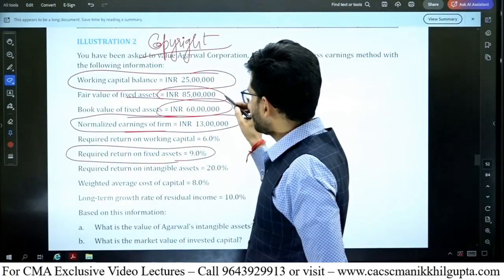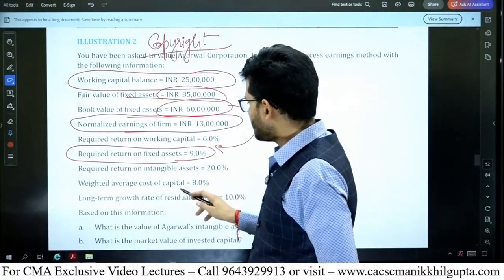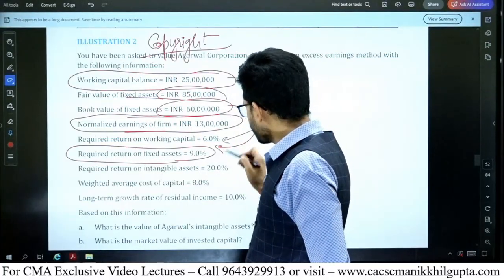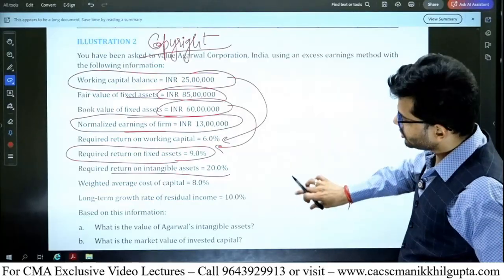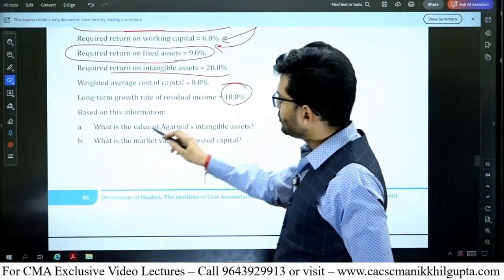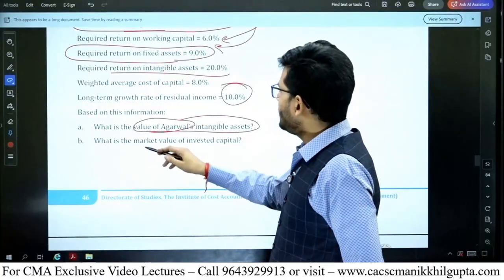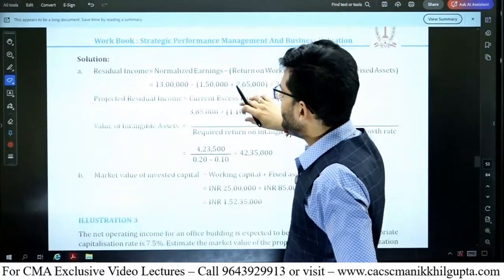So on fixed assets, the required rate of return is given to you. Return on intangible asset is something separate. Weighted average cost of capital, required return on working capital is also given to you, 6%. Required return of intangible assets is 20%. Long-term growth rate of the residual income is 10%. What is the value of Agrawal's intangible asset? You have to calculate the intangible asset value, and you have to calculate the market value of invested capital. Market value is required to be computed.